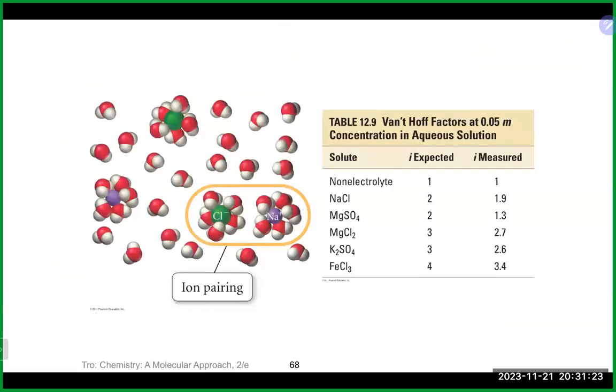So if we were going to look at a table here, the expected value, which can be done from the formula, is also very close to what you get in terms of the experimental value.